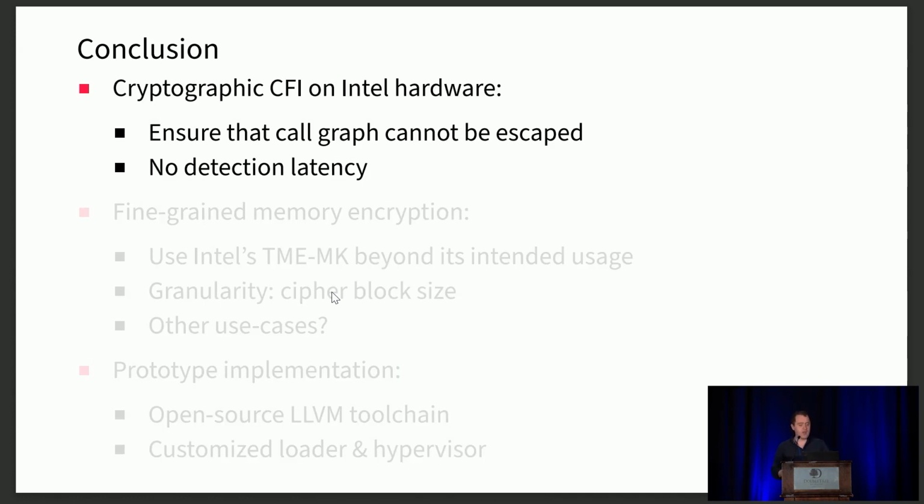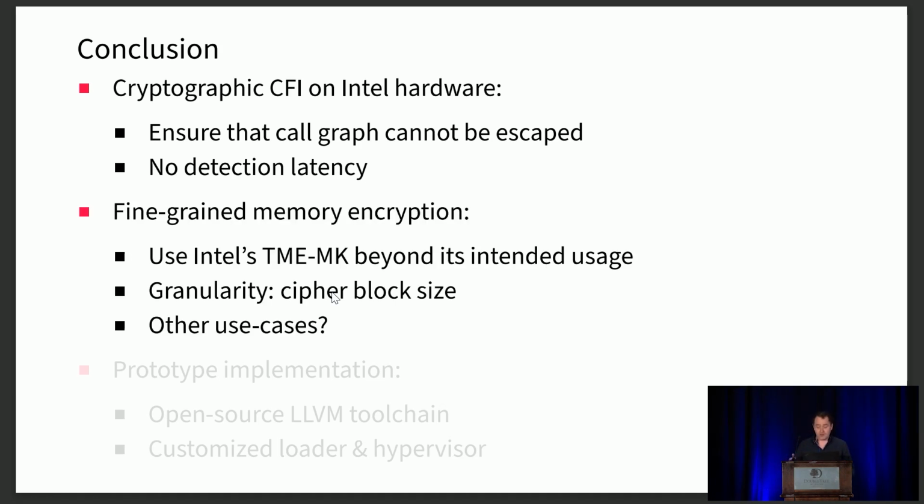For the conclusion, I showed you today what cryptographic control flow integrity is. Basically, we ensure that the call graph cannot be escaped, and this gives us no or minimal detection latency. The main contribution of this work is the fine-grained memory encryption on Intel CPUs. So we showed that we can use this feature beyond its intended use case. The granularity is block cipher, so we can go down to this block cipher granularity.